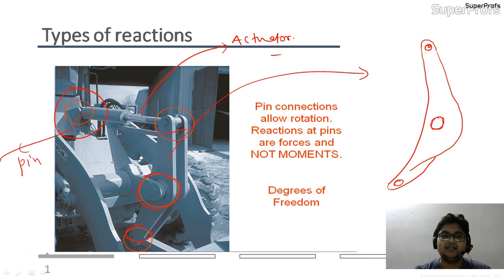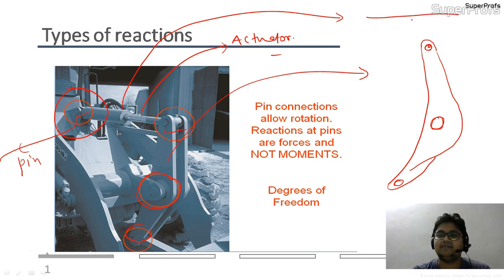In the same manner, this complete actuator can be represented as a horizontal member. Suppose this is a horizontal member, and this is pinned here. This is pinned here. So there are only two pin supports here. So again, what will be the forces that will be acting?